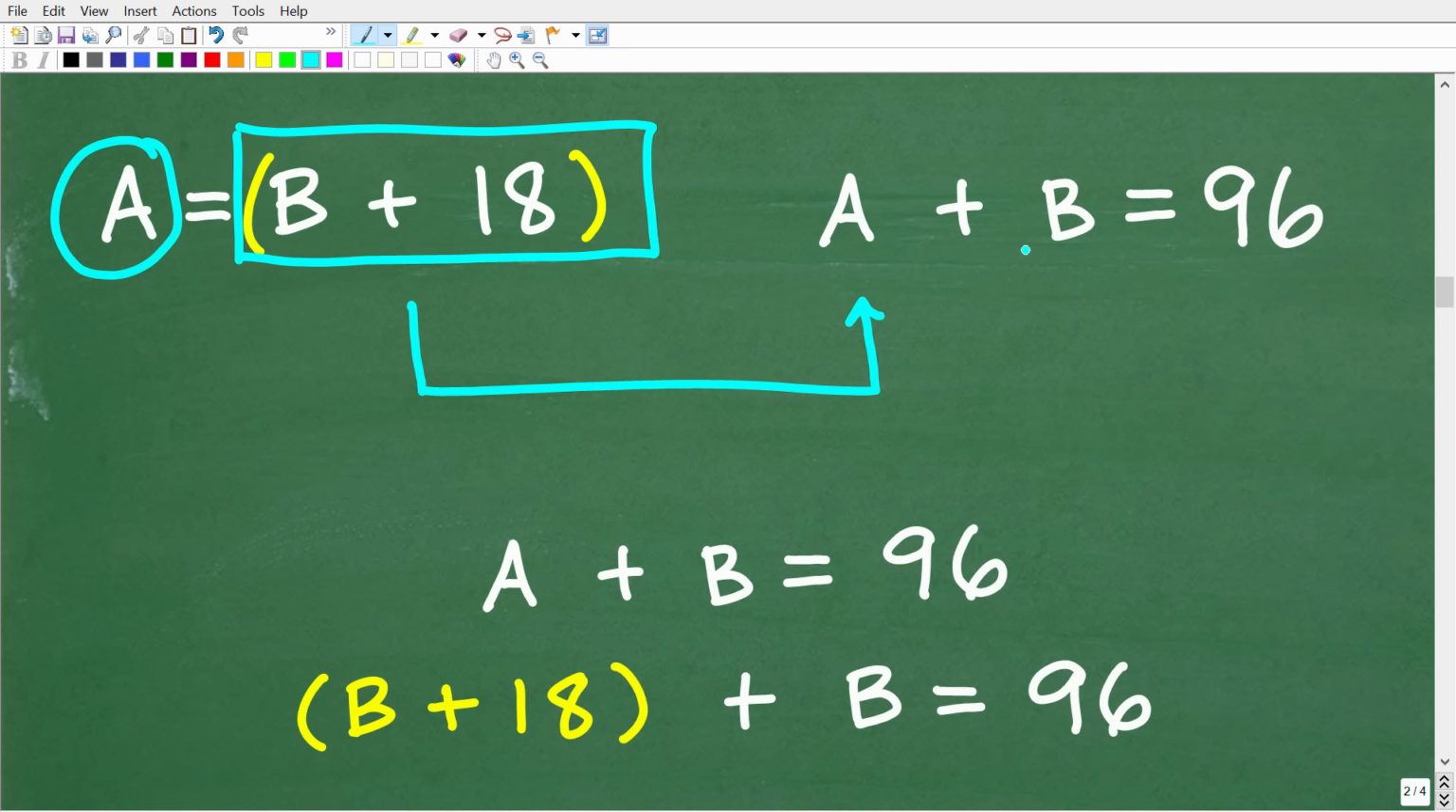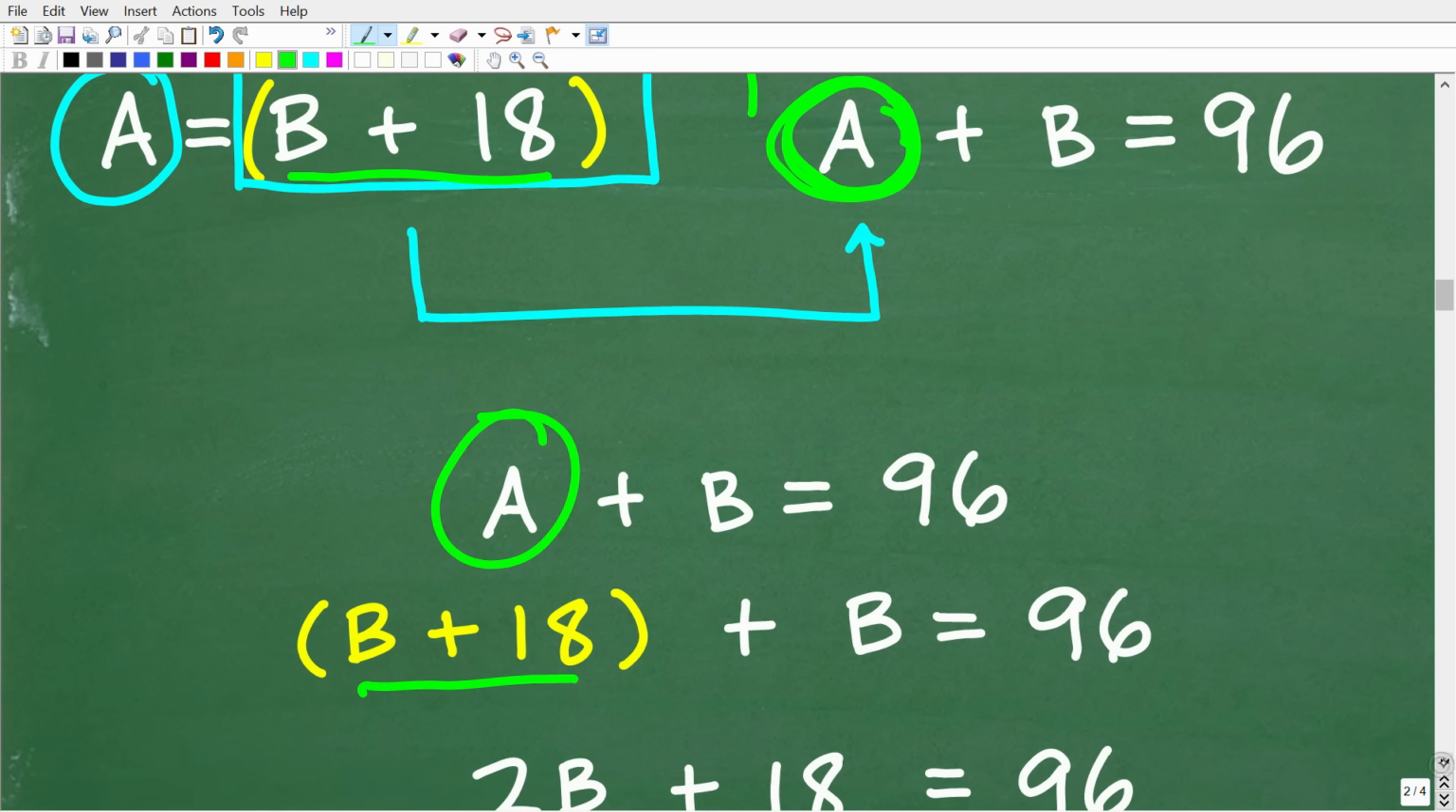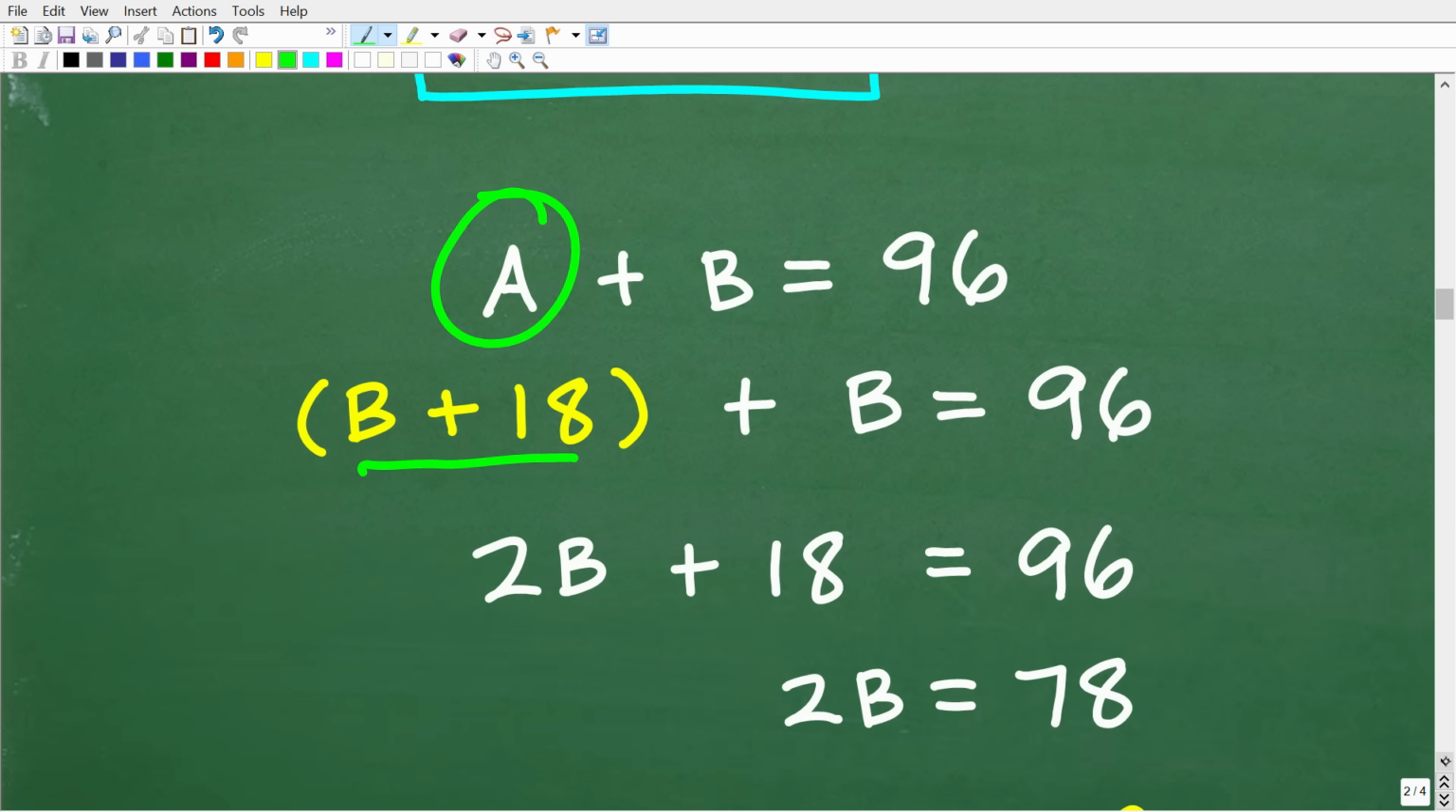So I can look at this equation over here and say, you know what, I have an a, and what I want to do is build one equation. So maybe I can replace this a with all of this right here, b plus 18, because if I do that, I'm going to end up with one equation with the variable b. And that's exactly what we want to do. We want to write one equation in one variable. So we're going to replace, or substitute, this a with b plus 18. So instead of a plus b is equal to 96, we're going to replace this a with b plus 18. And now we have one equation in one variable.